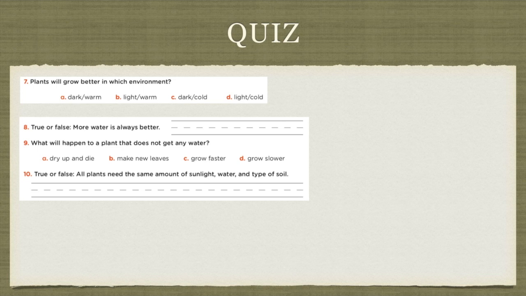Question 8, true or false? More water is always better. Is that true or false? Number 9, what will happen to a plant that does not get any water? Is it A, dry up and die? B, make new leaves? C, grow faster? Or D, grow slower? And finally, number 10, true or false? All plants need the same amount of sunlight, water, and type of soil.